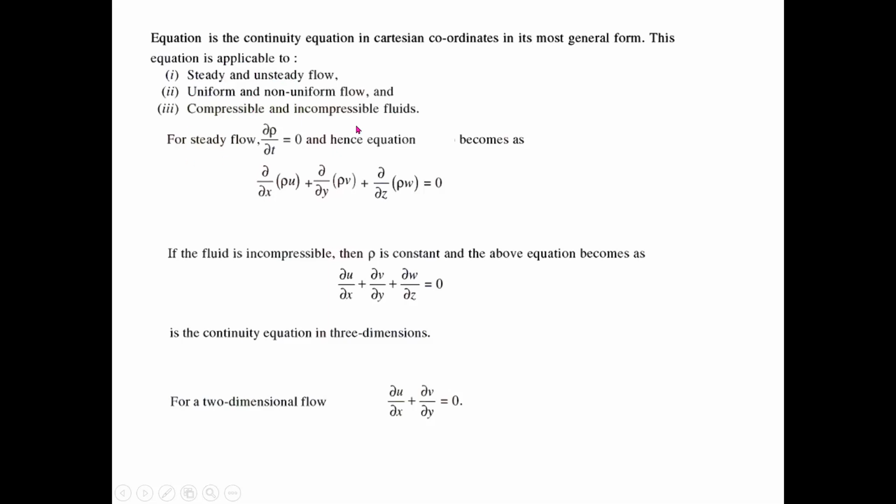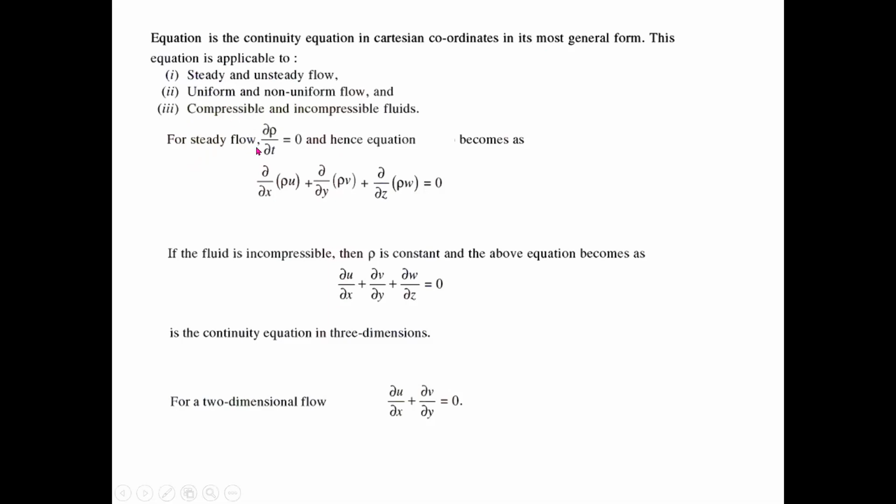Suppose the above equation we got is the most general form. If it is a steady flow, then ∂ρ/∂t should be equated to 0, meaning the density does not change with respect to time. The density of the fluid does not change with respect to time. That type of flow is called steady flow.